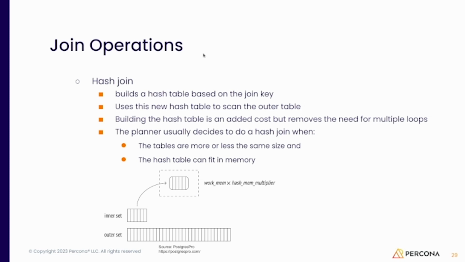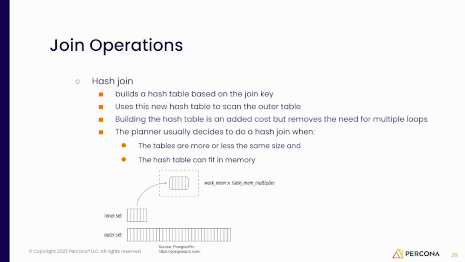Well, the next one is what we call a hash join. As the name implies, a hash join builds a hash table, right? So when we do a select, it will pick one of the tables and build a hash table. But to be able to do a hash join, the tables need to order the results, and the tables need to be more or less the same size.